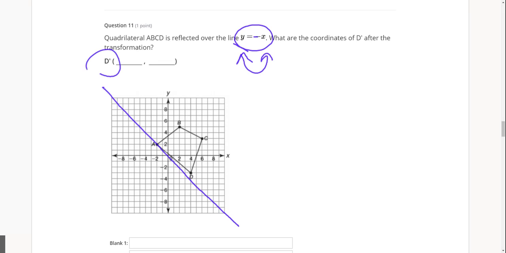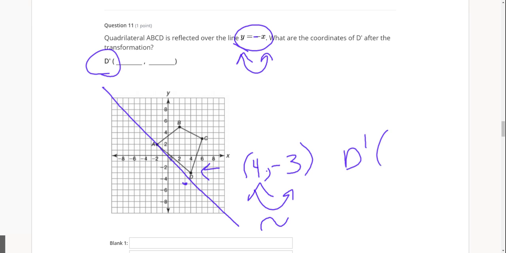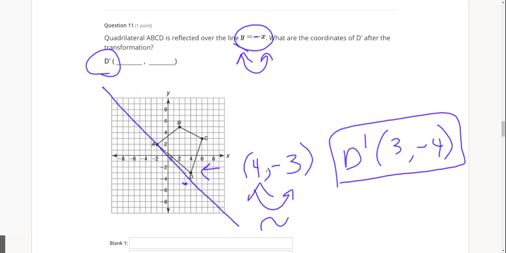So the only point I care about is D, so I need to know what that point is first. That's 4 x's and down 3. So that's 4, -3. It's going to flip across this purple line to the other side, and all I'm going to do is flip these and negate them. So D prime is going to be +3, -4. Okay, you switch the sign and negate them because of that negative sign right there.